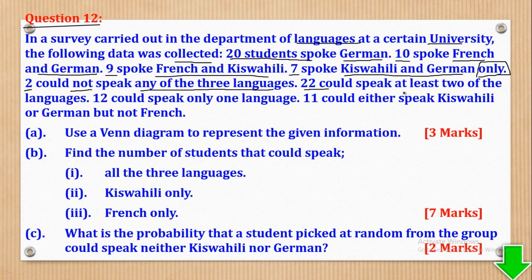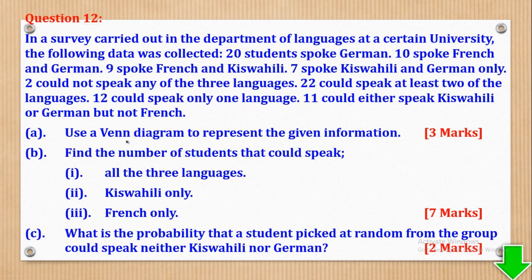22 could speak at least 2. Know that word, at least 2 of the languages. 12 could speak only 1 language. Only 1 language. 11 could either speak Kiswahili or German but not French. Know that phrase, Kiswahili or German but not French.